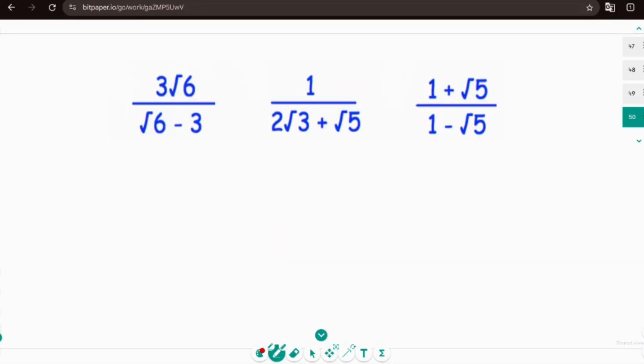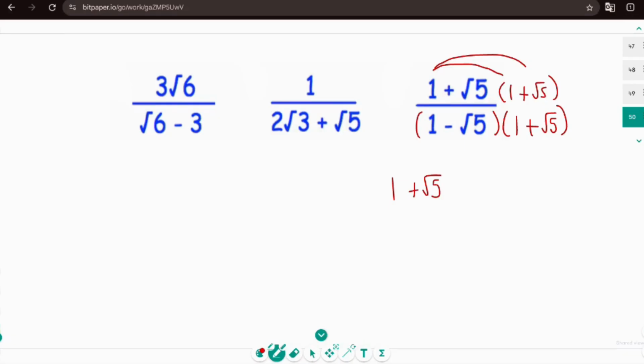Okay, and this last one, we're going to multiply the denominator by 1 plus root 5, and the numerator by the same thing. Let's deal with the numerator first. 1 times 1, 1. 1 times root 5, plus root 5. Root 5 times 1 is 1 root 5. Root 5 times root 5, 5.